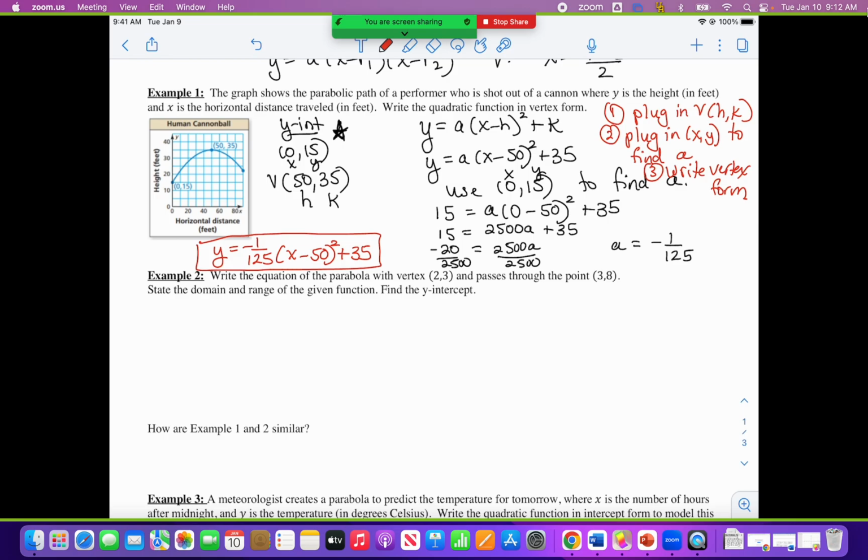I'm going to pause a moment, and I now want you to do example 2. It says write the equation of the parabola. Go through the 3 steps. Plug in (h, k) first into vertex form. Then plug in your extra point for (x, y) in order to find a. Then write the vertex form. When you're done, I want you to state the domain and range and find the y-intercept.